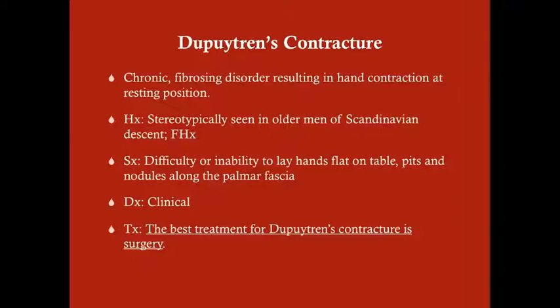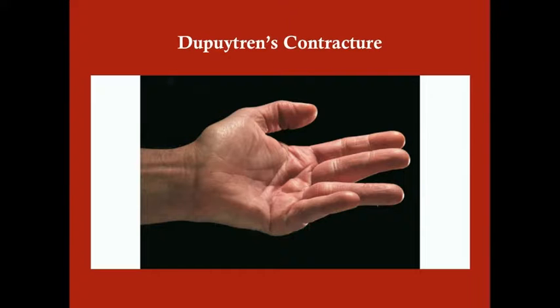But this is very stereotypically seen in older men of Scandinavian descent, and also, patients with family history. So what is this? This is just a chronic idiopathic fibrosing disorder, and it affects the palmar fascia. And what happens is, because the palmar fascia becomes more fibrosed, it sort of just shrivels up. And as it shrivels up, it pulls the fingers in with it.